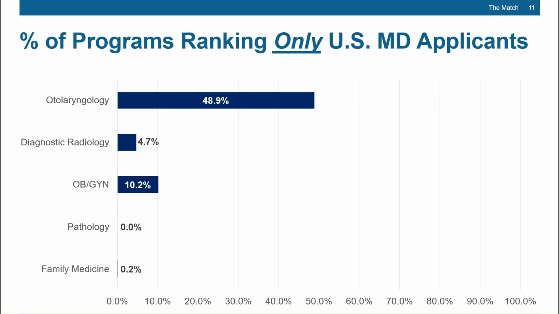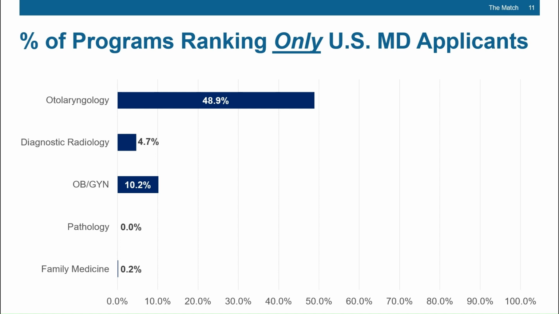We will start by looking at the percentage of programs in each specialty ranking only a single applicant type, which commonly occurs for USMD applicants. As you can see on this slide, nearly 50% of ODO programs rank only USMDs, which given the previous slide is not all that surprising.